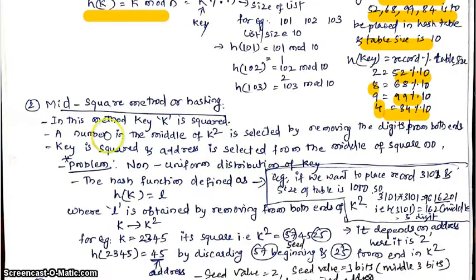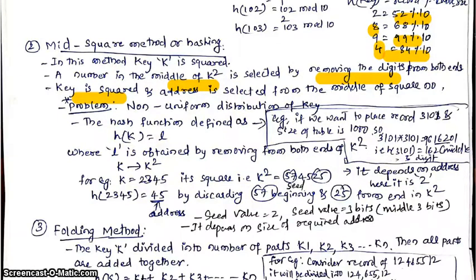Then the second one is the mid square method. In this method the key k is squared. A number in the middle of k squared is selected by removing digits from both ends. The key is squared and the address is selected from the middle of the square number.